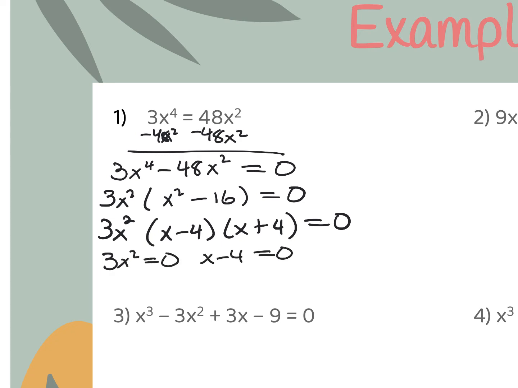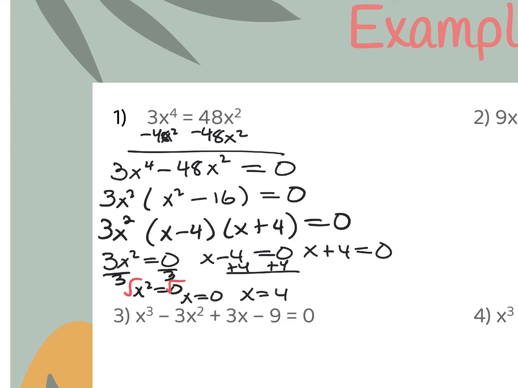And now I'm going to solve. I'm going to divide by 3. X squared equals 0. I'd be using the square root method here, and I should be getting plus and minus, but there isn't a positive and negative 0. So this answer is just 0. Going to add the 4. X equals positive 4. Subtract the 4. X equals negative 4. So I actually have 3 answers here.